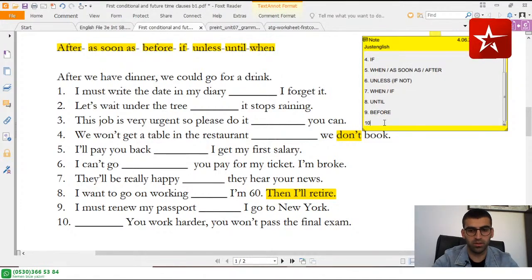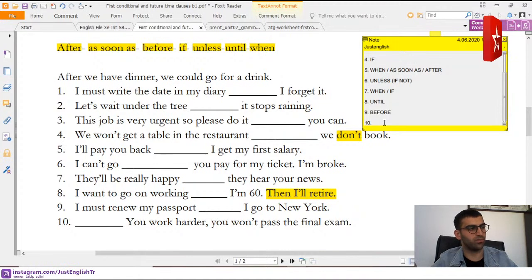Before I go to New York, I must renew my passport. Like I have to do it before traveling. Normally, before going to any other country, you have to renew your passport if the expiry date is over. So you have to get a new one, so you should renew that before traveling. And let's continue with number 10.